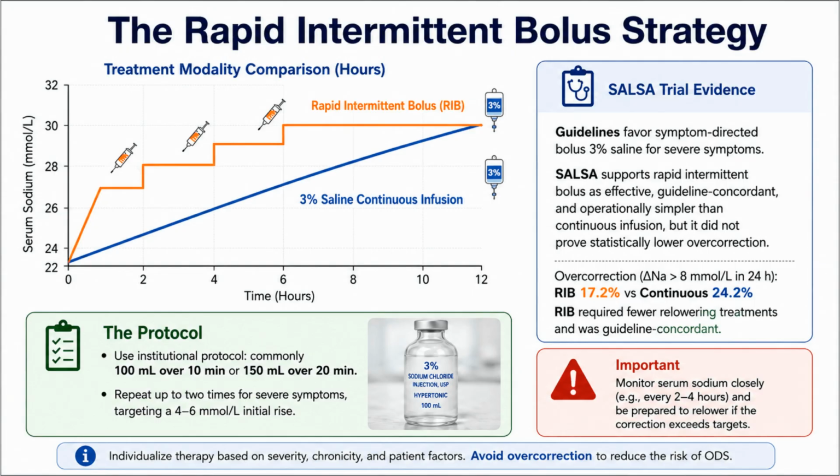The SALSA trial compared rapid intermittent bolus with slow continuous infusion in symptomatic hyponatremia. It supported bolus therapy as guideline concordant and operationally simpler, with no statistically significant reduction in overcorrection compared with continuous infusion. So the evidence supports bolus use, but it does not eliminate the need for monitoring. The practical advantage is control. You give a dose, check symptoms, check sodium, and decide whether another dose is needed. The next slide explains why a small rise can be enough.